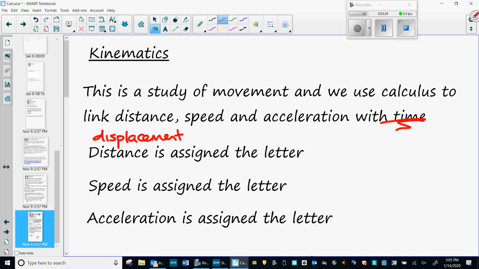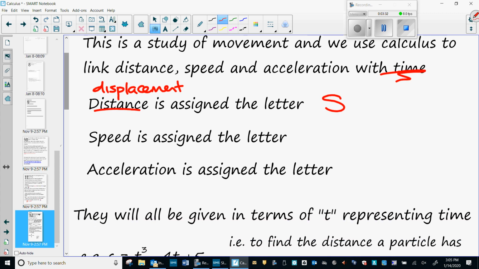Displacement is assigned the letter S. I have no idea why. Speed, officially, we're looking at velocity. This one is understandable. This is V. And acceleration is assigned the letter A. So we've got S, we've got V, we've got A.